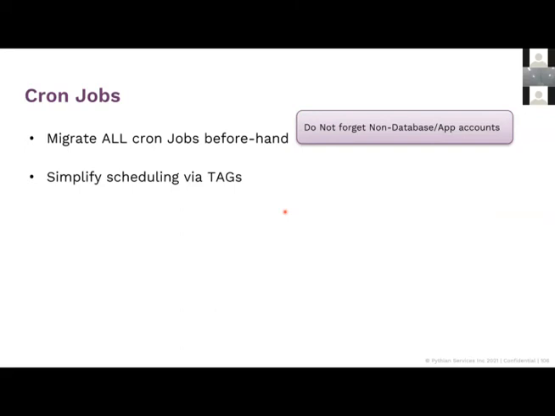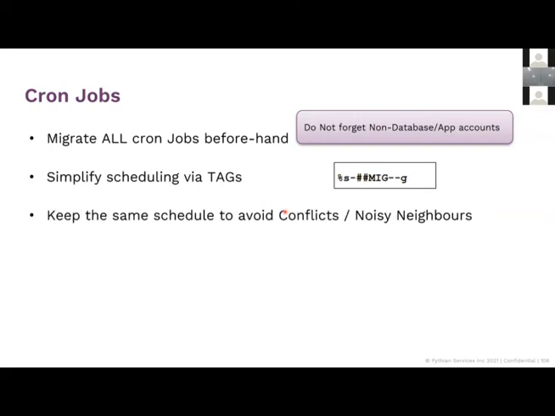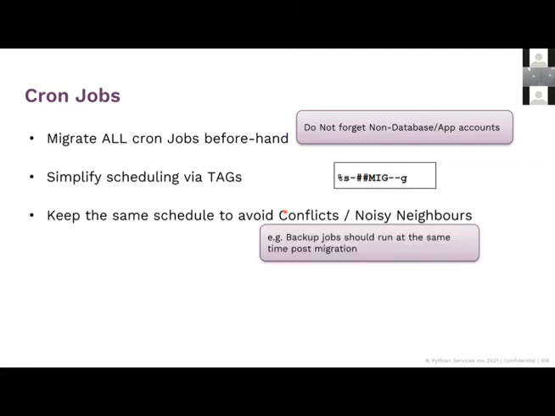You can simplify scheduling via tags. Just put a tag, use sed, and use your various substitution variables in your cron. You can tag it as #mig, so that on the day of the migration, you know exactly what needs to be done. Keep the same schedule to avoid noisy neighbors and conflicts. Whatever schedules you had on source, make sure the same schedules are followed on the target job schedules, right?